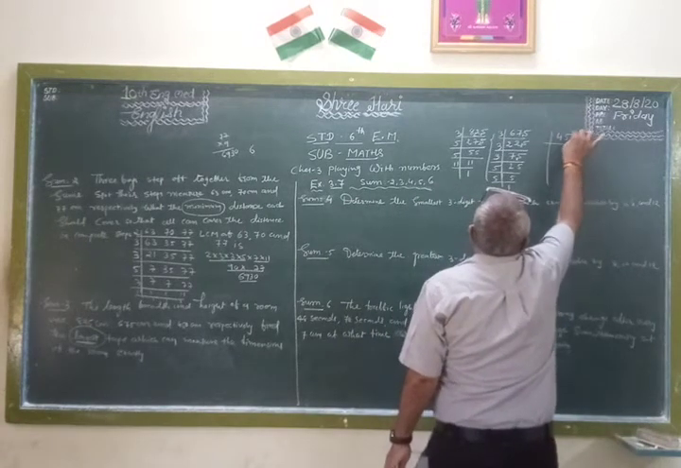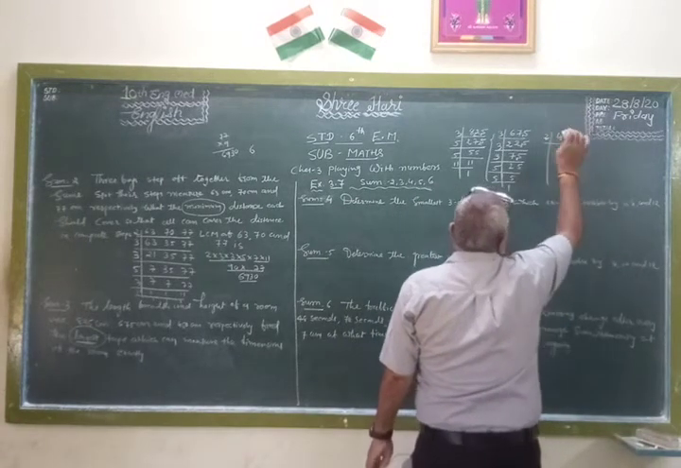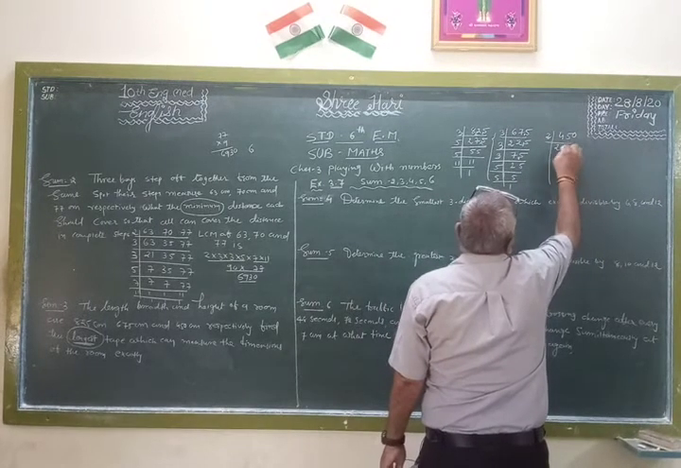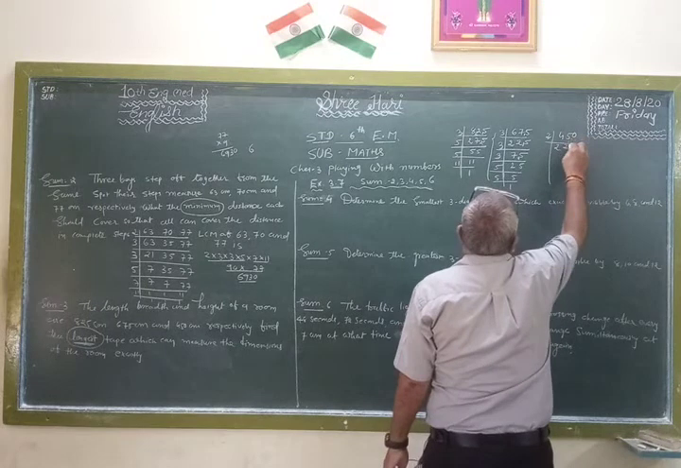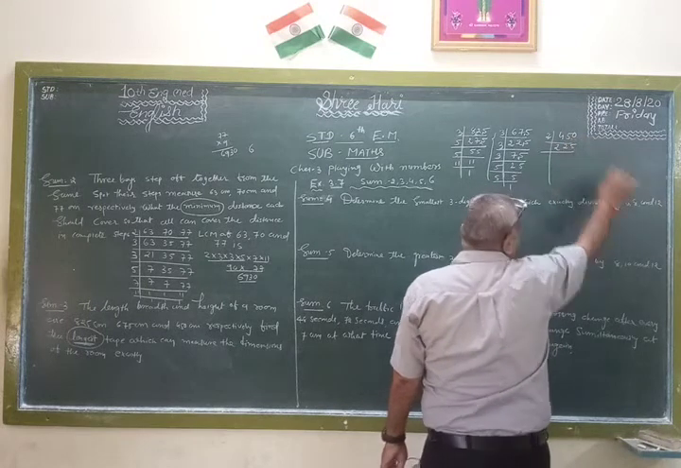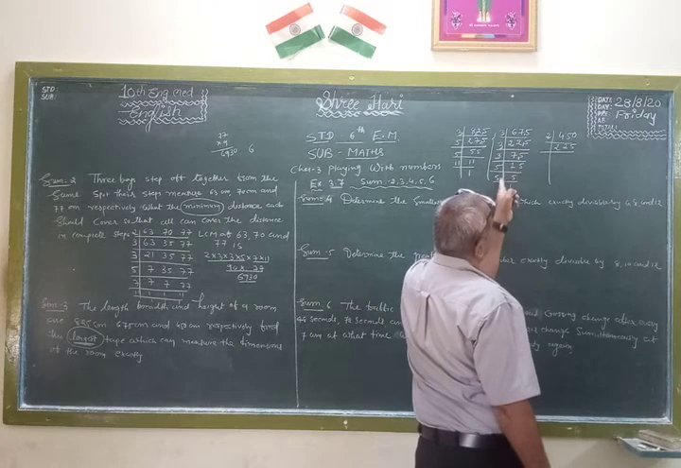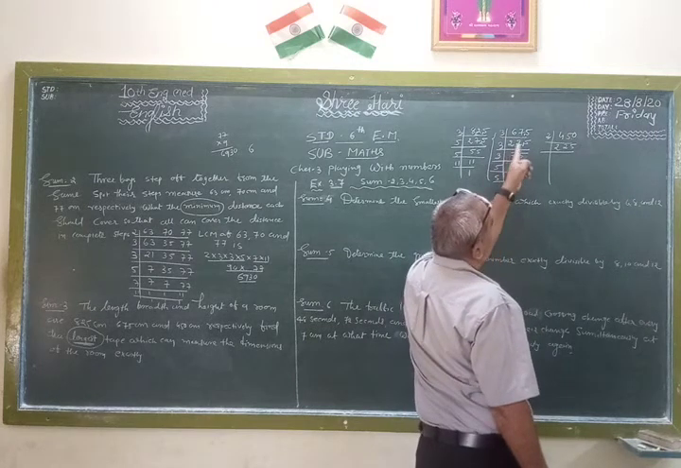450 can be divided by 2 because the last unit digit is even. 2 twos are 4, again 2 twos are 4, 1 remaining, 2 fives are 15. Look here, 225, we have the prime factors of 225 here.